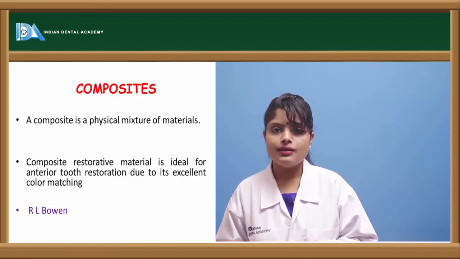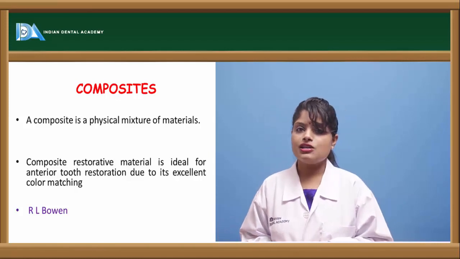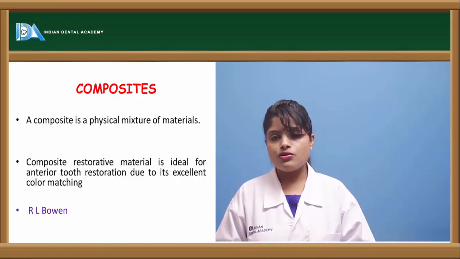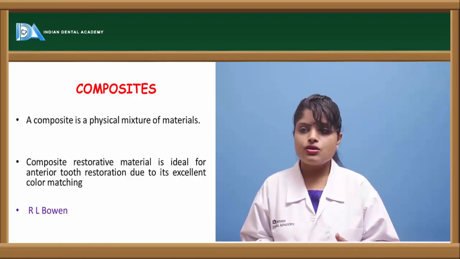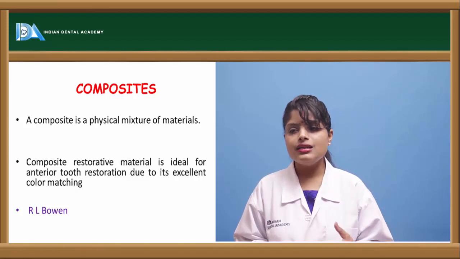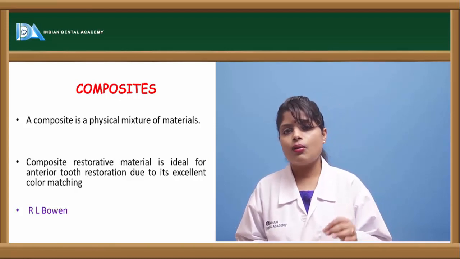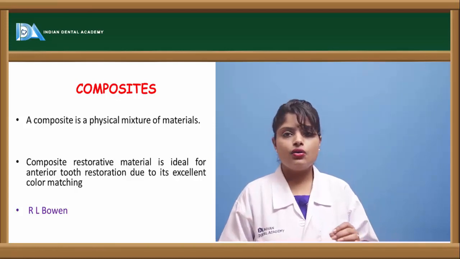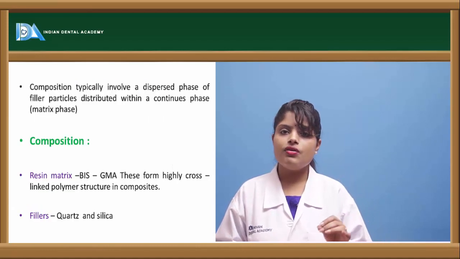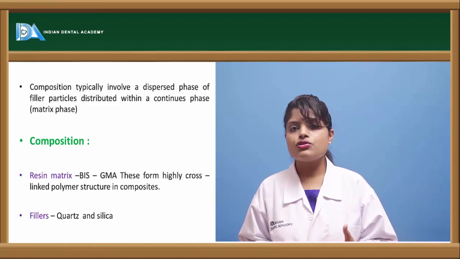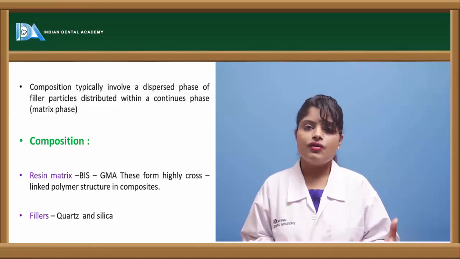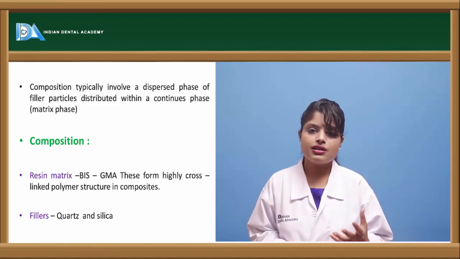Now, coming to another material of choice for the pediatric patient, which is composite. Composite is nothing but a physical mixture of various materials. So it is ideal for anterior teeth and it has excellent color and aesthetic properties. The word composite was first used by Dr. R.L. Bowen. Composite is basically composed of a matrix and various filler particles which are distributed in the matrix.